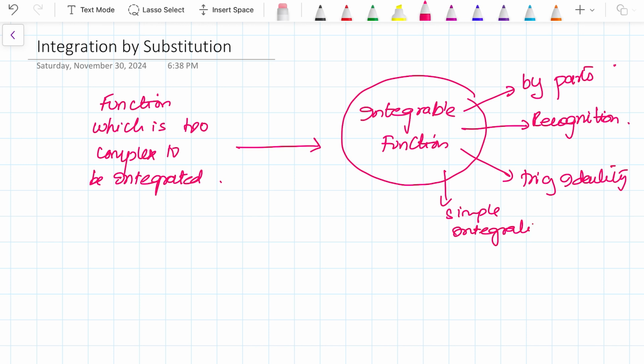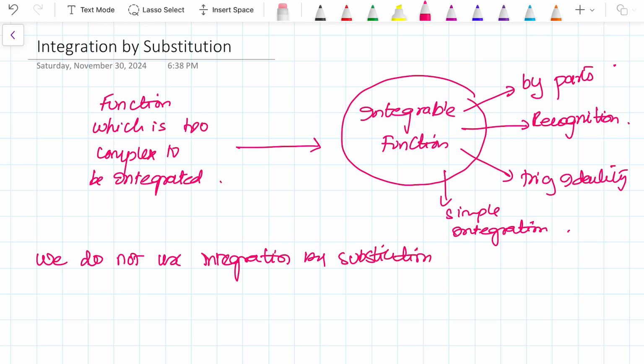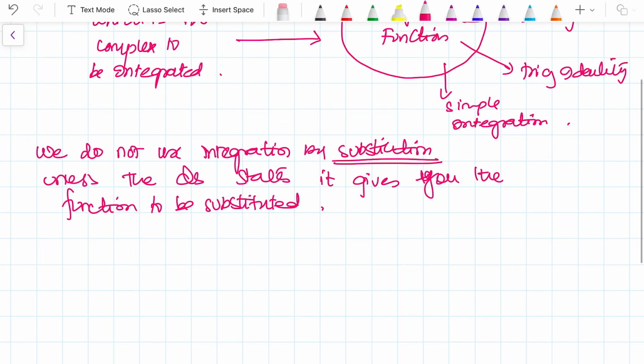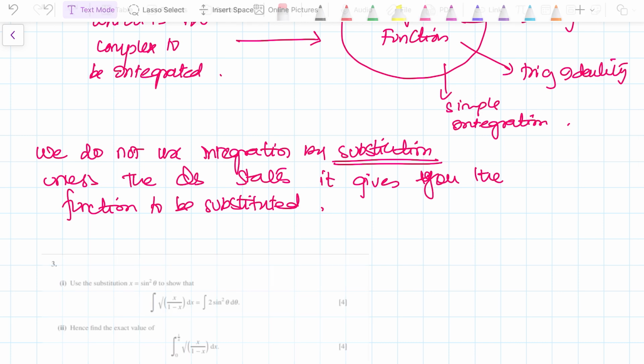We do not use integration by substitution in any random question, unless the question states that we have to use substitution and it gives you the substitution. It gives you the function to be substituted. Now, let's do an example to better understand this concept.